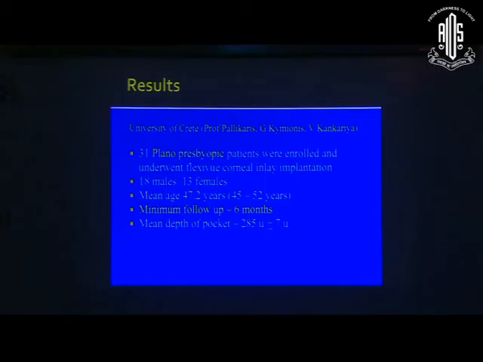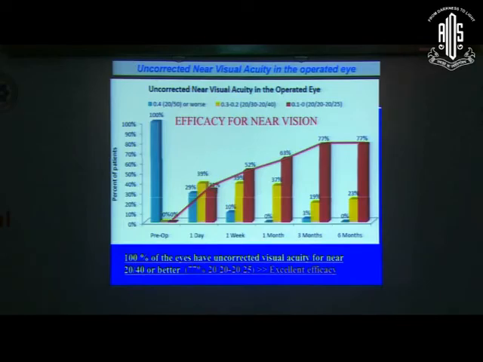This is part of the small trial that we did on 31 plano presbyopic patients, enrolled with a mean age of 47 years, with ages ranging between 45 to 52, and a minimum follow-up of 6 months. You can see that after the inlay was implanted, the efficacy in improving uncorrected near vision was excellent, where more than 80% of them improved their uncorrected near visual acuity on the near ETDRS chart to about 20/25, which shows excellent efficacy for near visual acuity without any glasses in the operated eye.